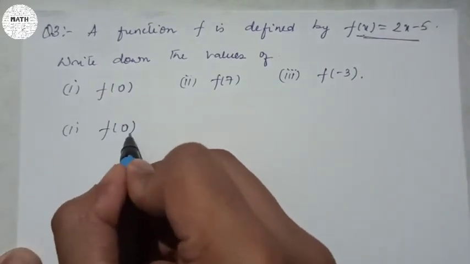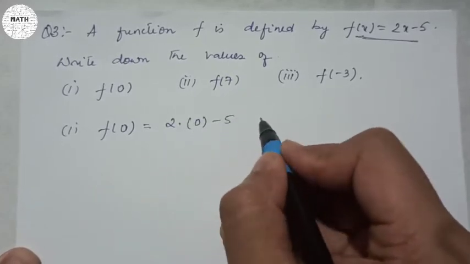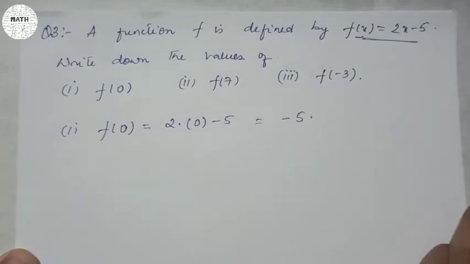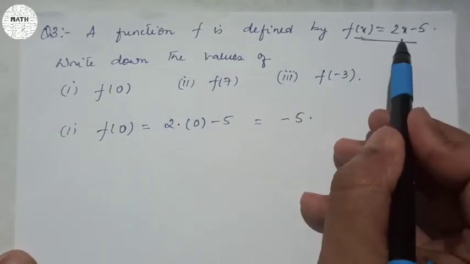Your f of 0 would be how much? 2 into 0 minus 5, which is minus 5. I just have to put the value of x. See, it's 0, so let's put it over there.